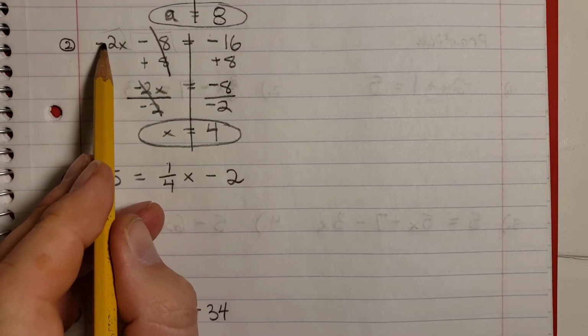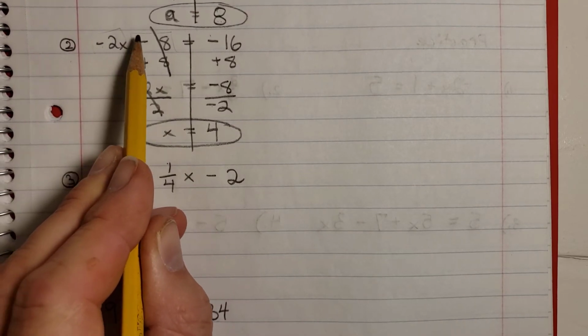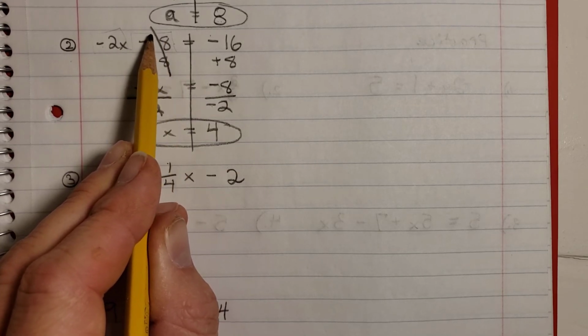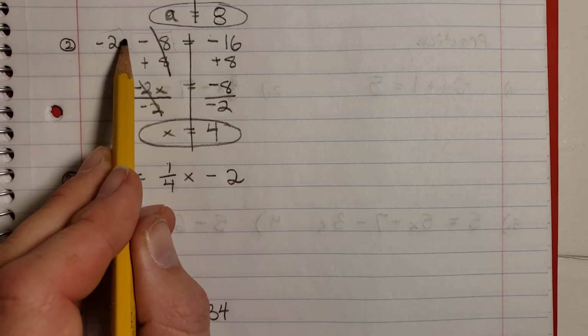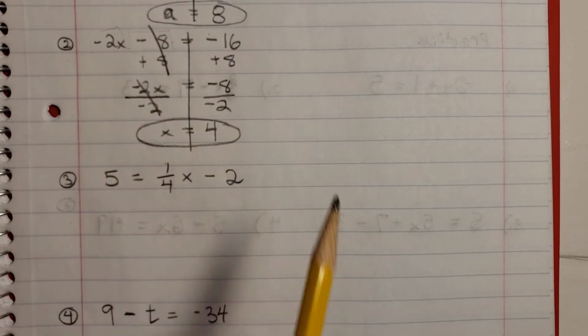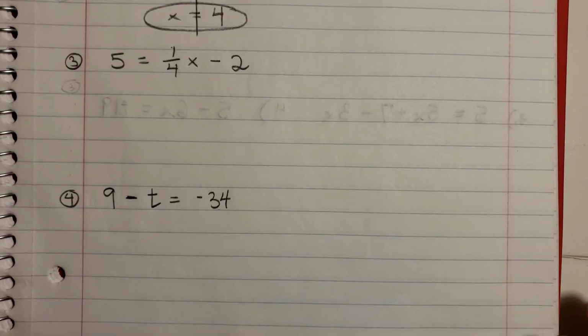Okay, check it. Negative 2 times 4 is negative 8. Negative 8 minus 8, okay, or plus negative 8, remember, definition of subtraction. Okay. A negative 8 combined with another negative 8 gives us negative 16. So we are correct. Next, moving on.